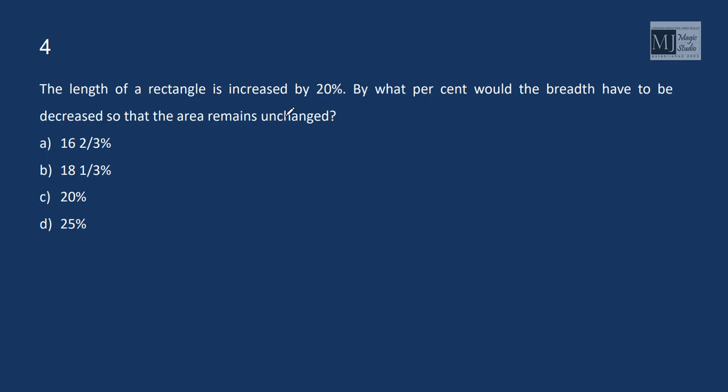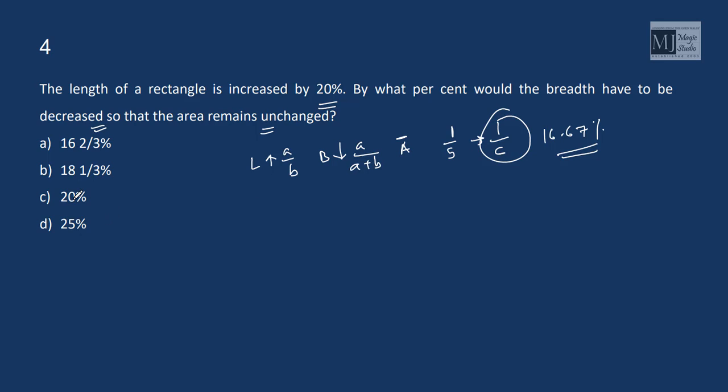The length of a rectangle is increased by 20%. By what percent should the breadth be decreased so that the area remains unchanged? If length is increased by a by b, breadth should be decreased by a upon a plus b so that area remains unchanged. 20% is 1 by 5. 1 by 5 will become 1 by 6. 16.67% is the answer.